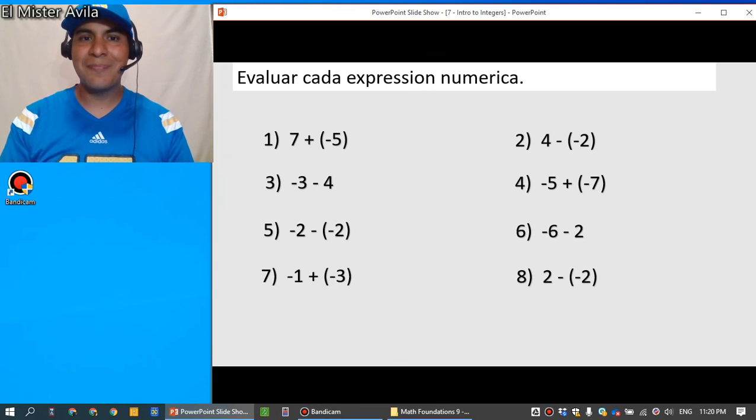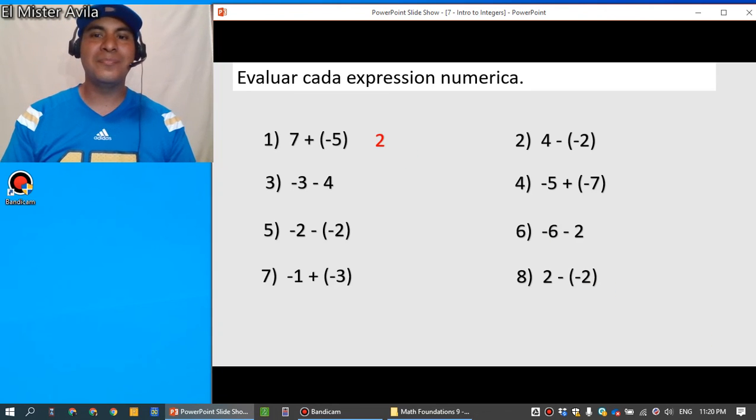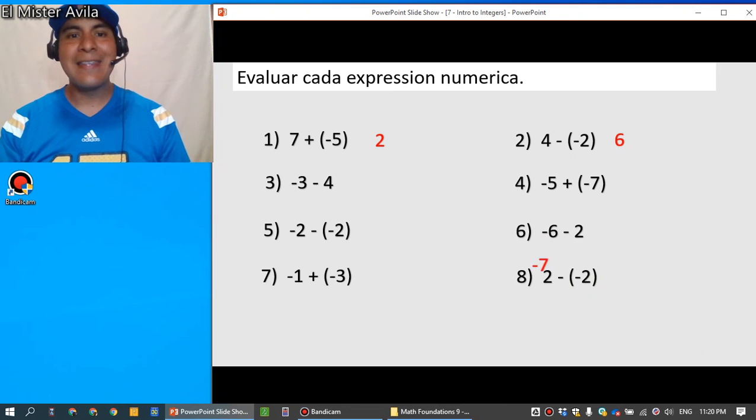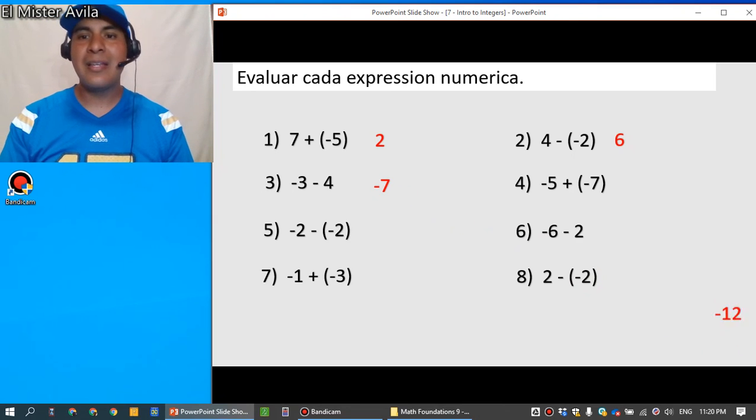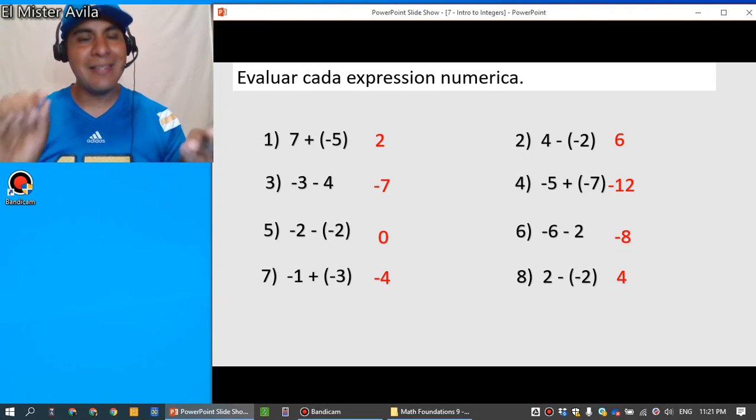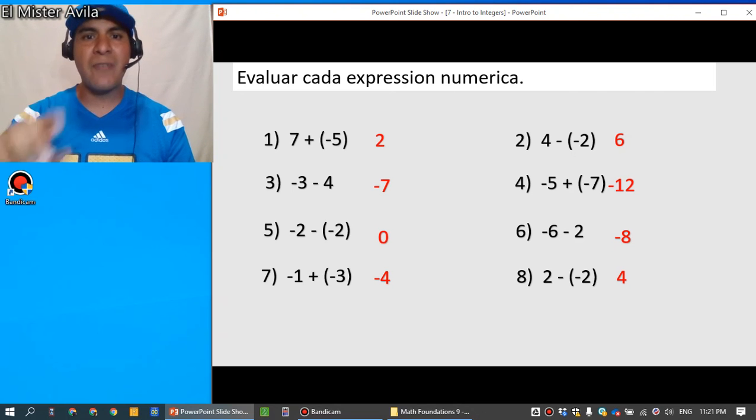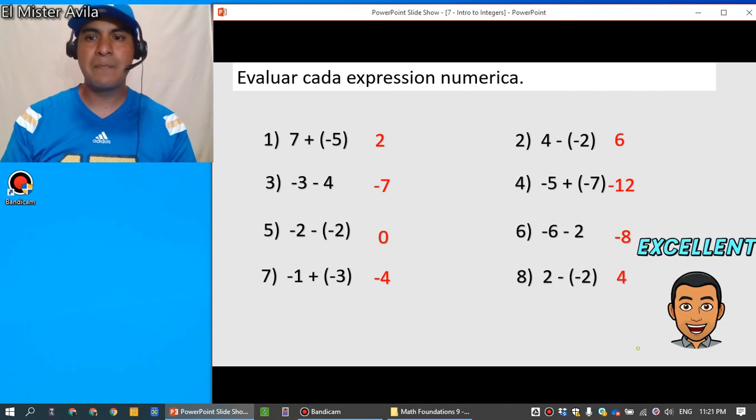Here are the answers. Number 1, 2. Number 2, 6. Number 3, -7. Number 4, -12. Number 5, 0. Number 6, -8. Number 7, -4. And number 8, 4. Congratulations if you were able to get those. If you were not, that's okay. This is not necessarily that easy. So I do want you guys to keep practicing these videos. And I'll post another video with more practice on these.